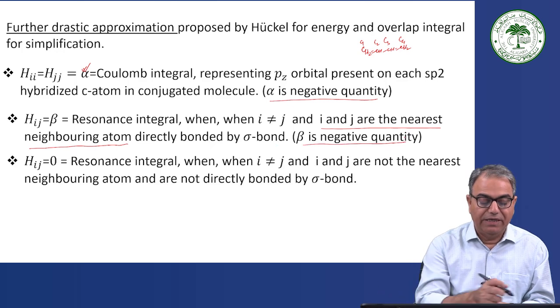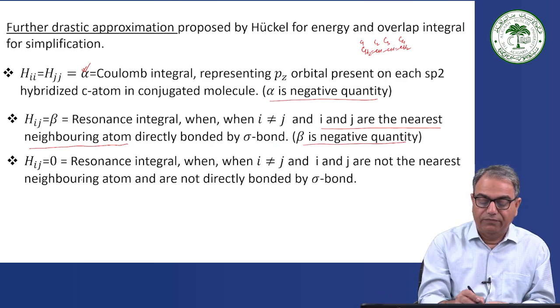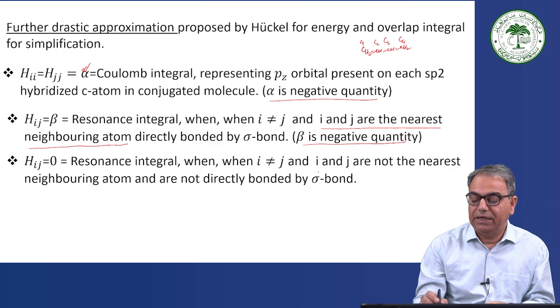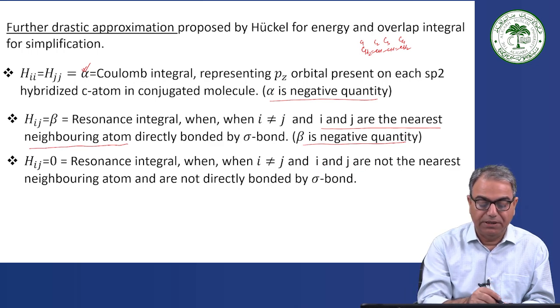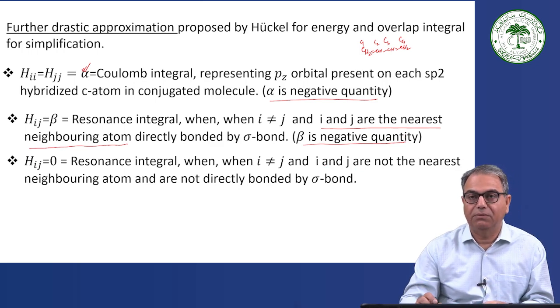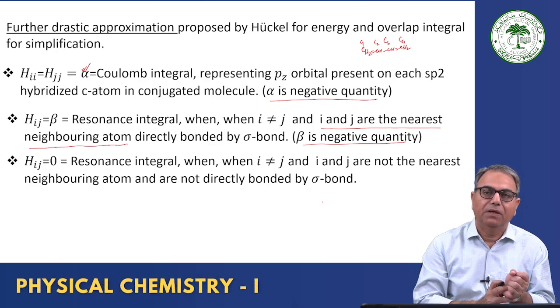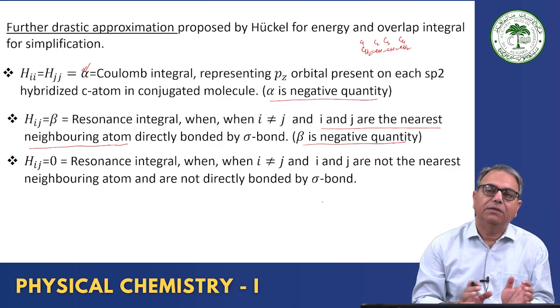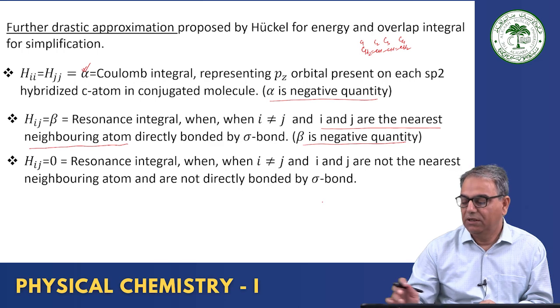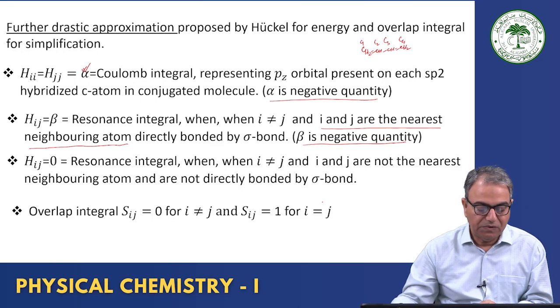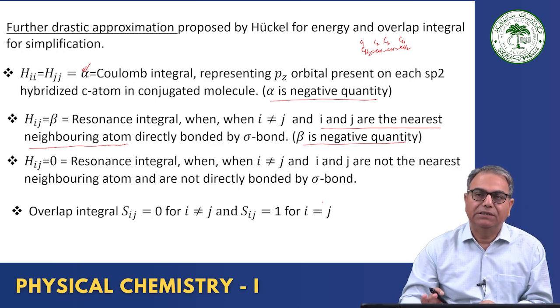Hij is equal to 0 when i is not equal to j and i and j are not nearest neighboring atoms and are not directly bonded by a sigma bond. So the approximation is that all Hii, Hjj will be written as alpha, all Hij will be beta provided i and j are nearest neighbors, and all Hij will be equal to 0 if i and j are not nearest neighbors. These three points you will have to remember. And the overlap integral Sij is 0, that you know.